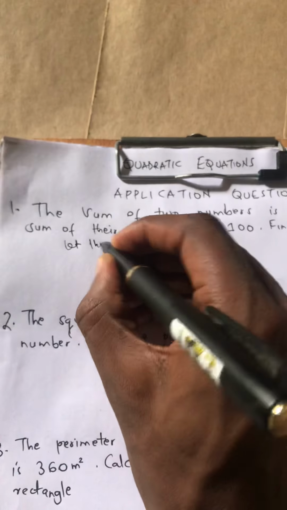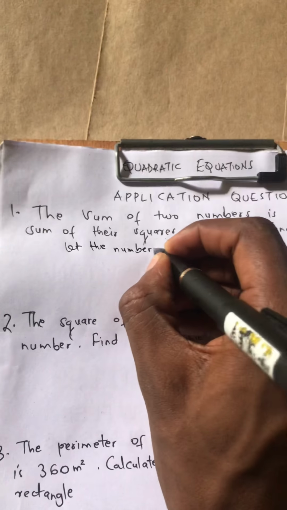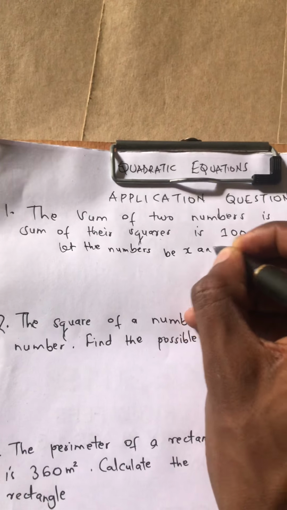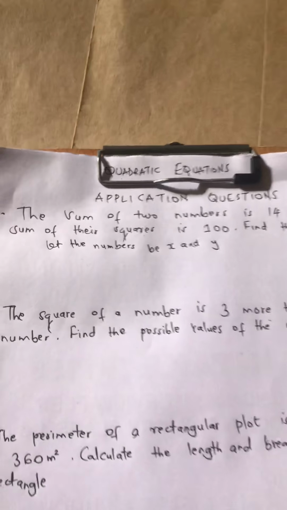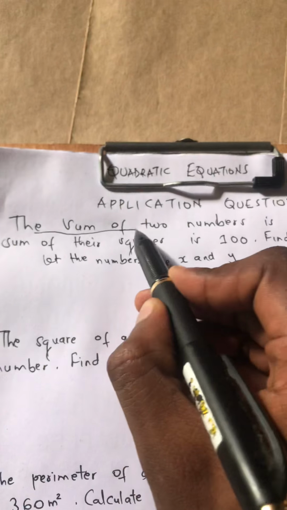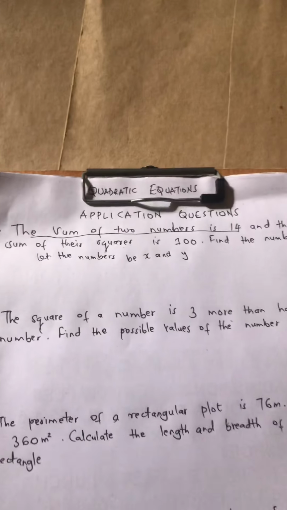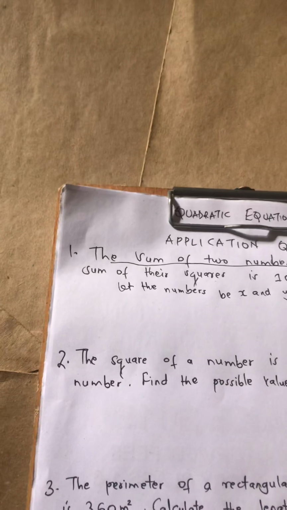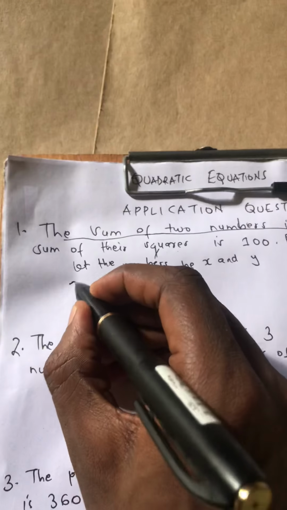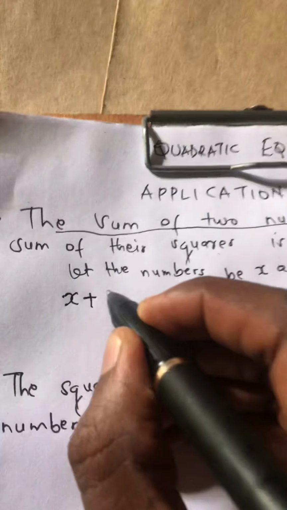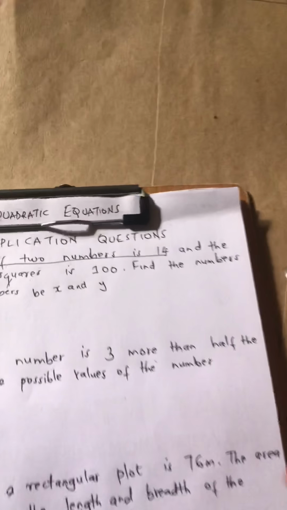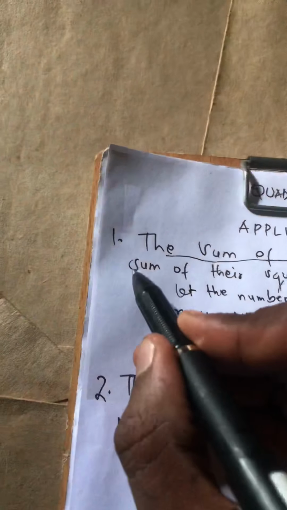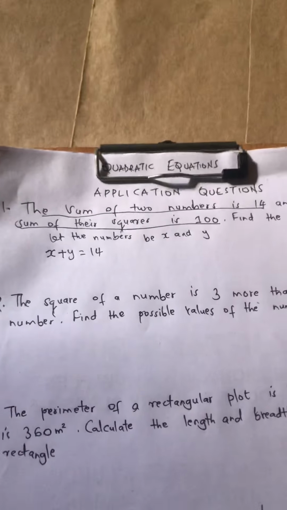So let the numbers be x and y. Hapo sawa? Nice one. So the sum of two numbers is 14. Hiyo ndo the first thing. Sum inamaanisha addition. So the first equation is gonna be x plus y is equals to 14. Haya. And the sum of their squares is 100.